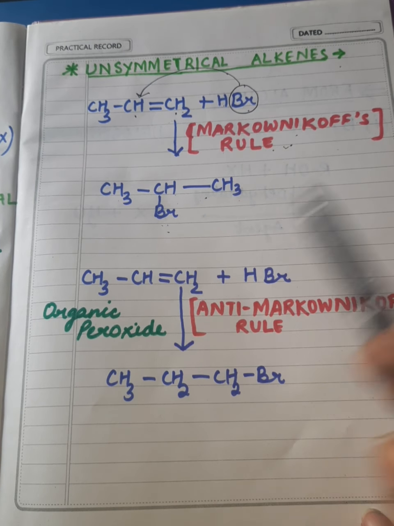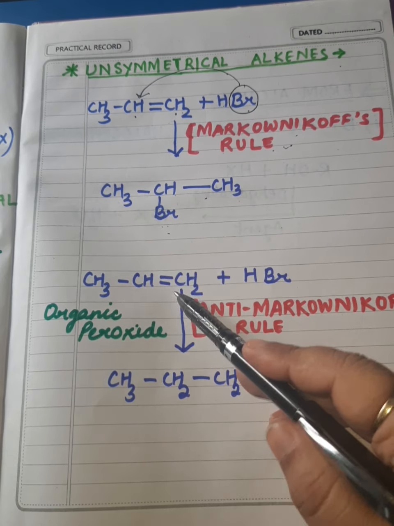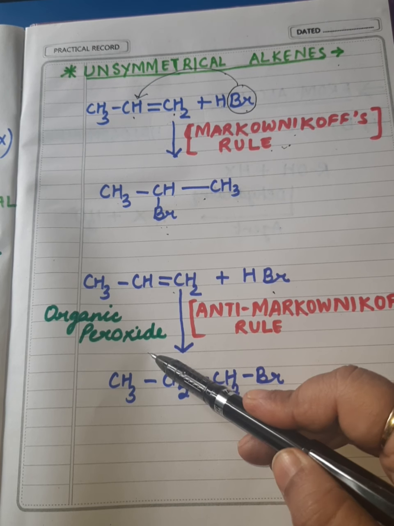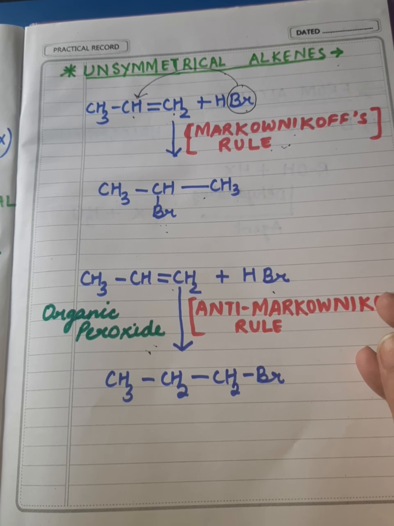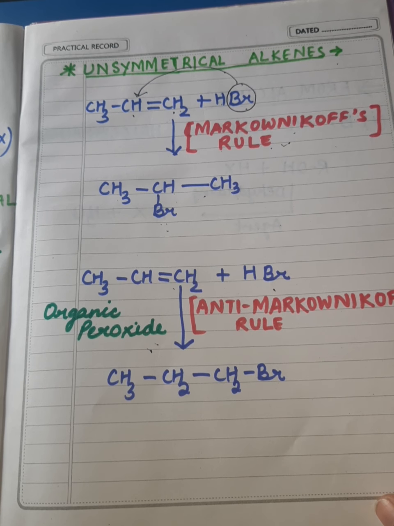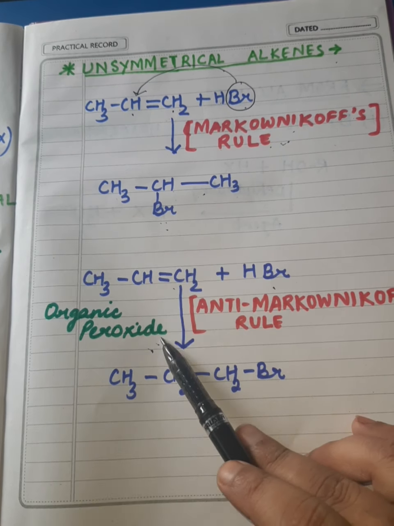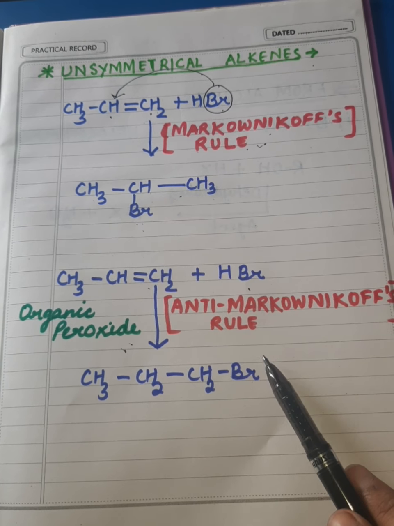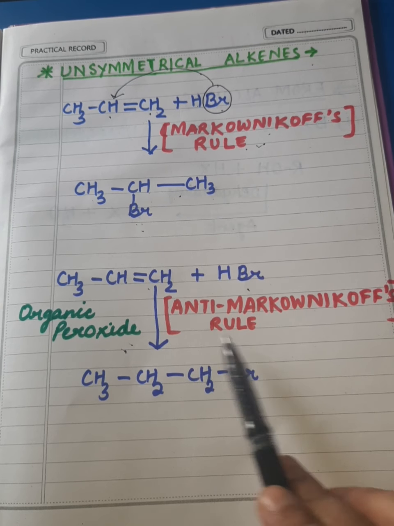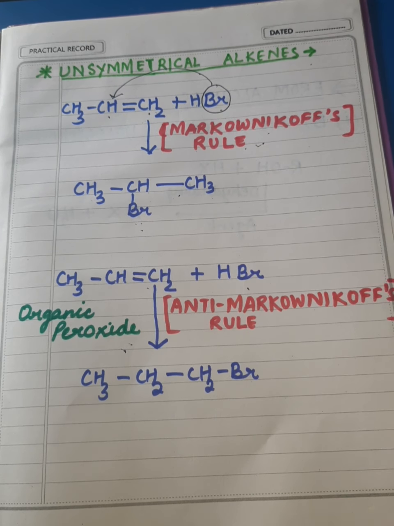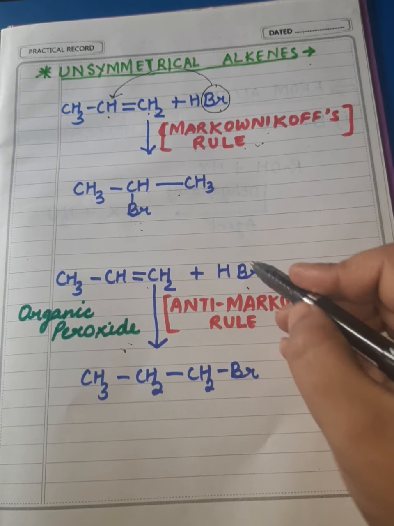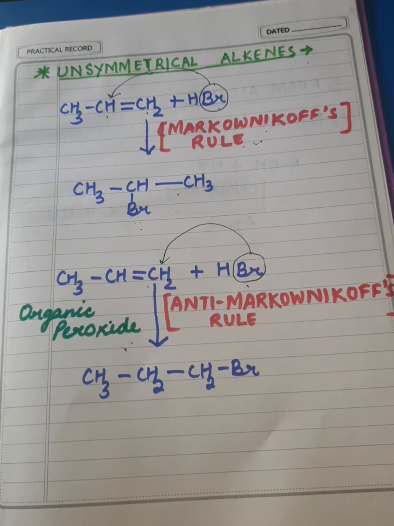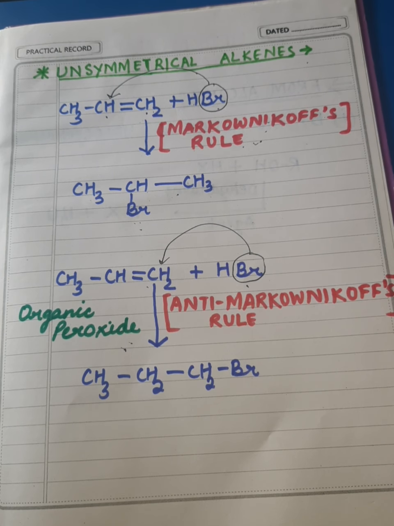Now, what if the same alkene reacts with HBr in the presence of any organic peroxide, like benzoyl peroxide? Then the reaction goes anti to Markovnikov's rule, which means the reaction takes place according to the anti-Markovnikov rule. What is this anti-Markovnikov rule? According to it, the negative part goes to the carbon which has more number of hydrogens. It's just opposite to the Markovnikov rule.